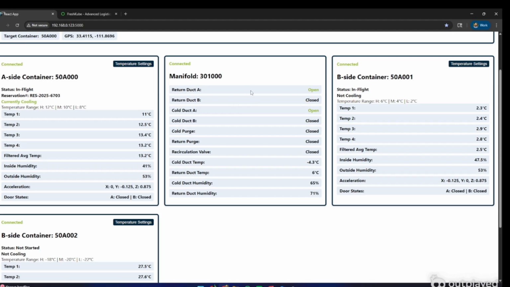With respect to the manifold, we also see the status of the return and cold ducts, which valves are open. That means which mini container is being cooled. Also the status of the purge and recirculation valves and the temperature in the cold and return ducts. In addition, we have the humidity of the ducts, and all these parameters allow us to assess the performance of the refrigeration system. Here we have the target temperatures for each mini container, and all this data is being collected in real time in the local interface at the CDU, and it's being streamed to the cloud platform.